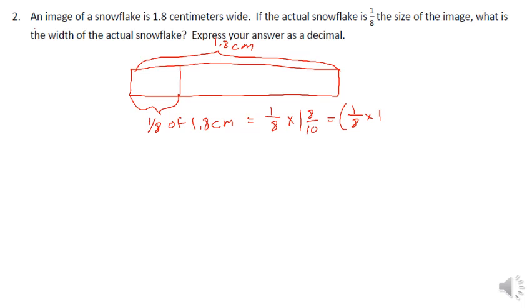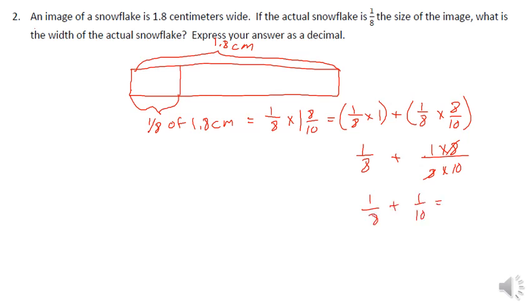I use my distributive property. I can do 1/8 times 1 plus 1/8 times 8/10. Now, when I rewrite this, 1/8 times 1 is 1/8. For this one here, I'd end up with 1 times 8 over 8 times 10. So when I took out my 8s, I would end up with 1/10. So now I have 1/8 plus 1/10.